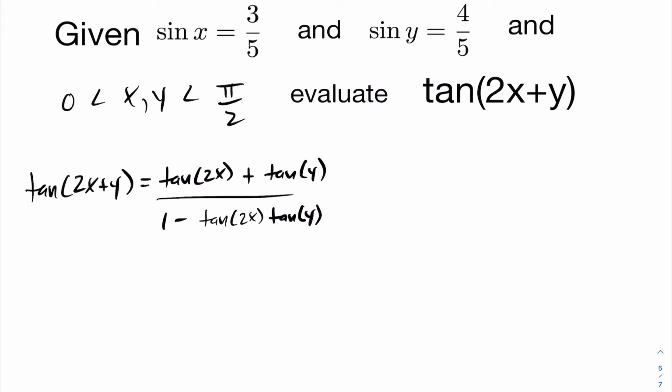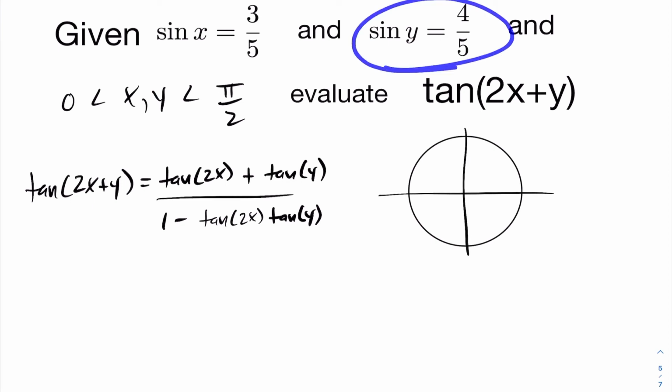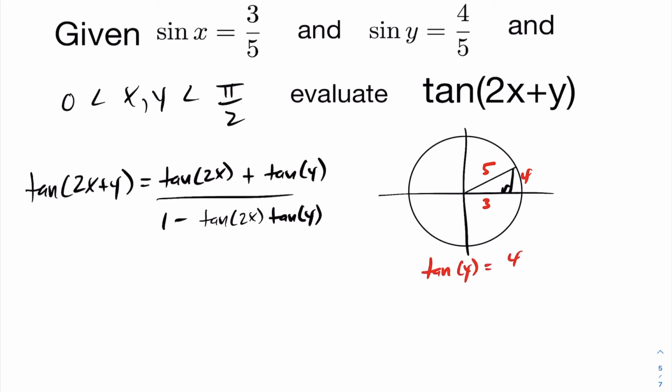Now, if we take a look here, let's go to our unit circle. If I'm focusing on our measure of y here, I know that for a given triangle in that first quadrant, the opposite is labeled as a 4, and the hypotenuse is going to be 5. So therefore, that leftover leg is 3. This is a 3, 4, 5 triangle. So right away, we know the tan of y is equal to opposite over adjacent. That's going to be 4/3. So I know the tan of y value is 4/3.